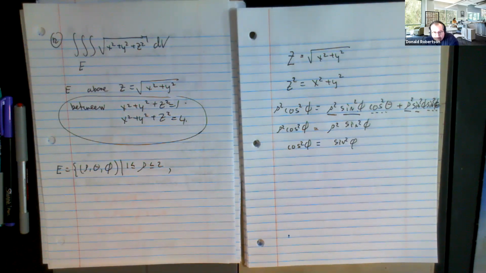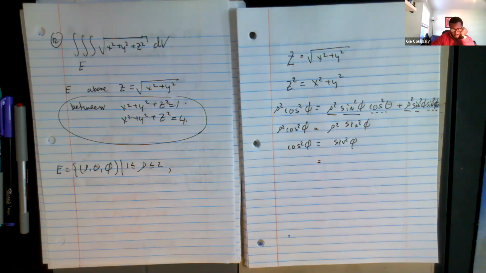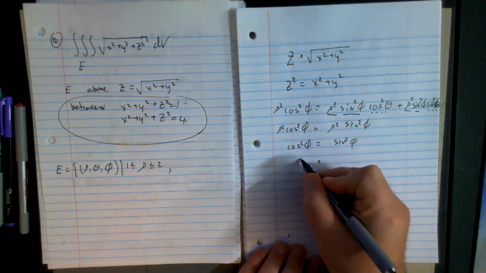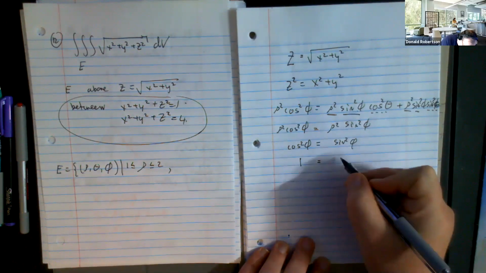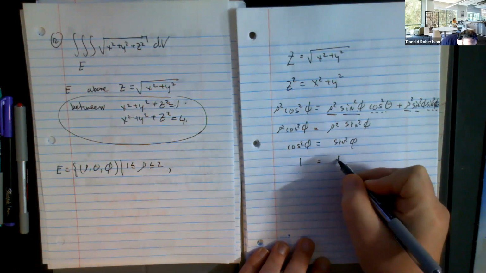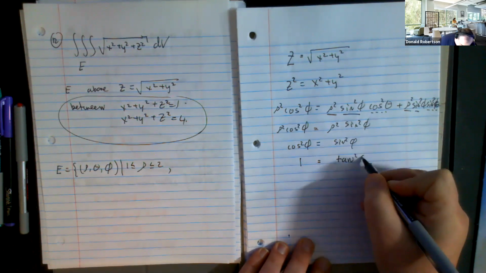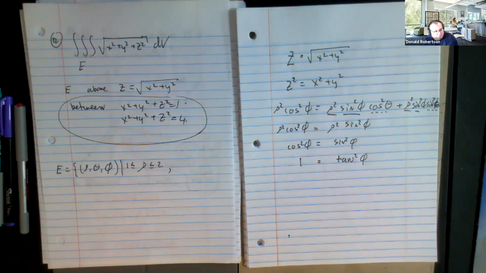By rho squared. Okay, where can I go next? I want this to be as pretty as possible. Well, you could divide by either cosine or sine to give you tangent. So we'll divide both sides by cos squared, and that will get me tan squared. You agree? Sine squared over cos squared is tan squared.